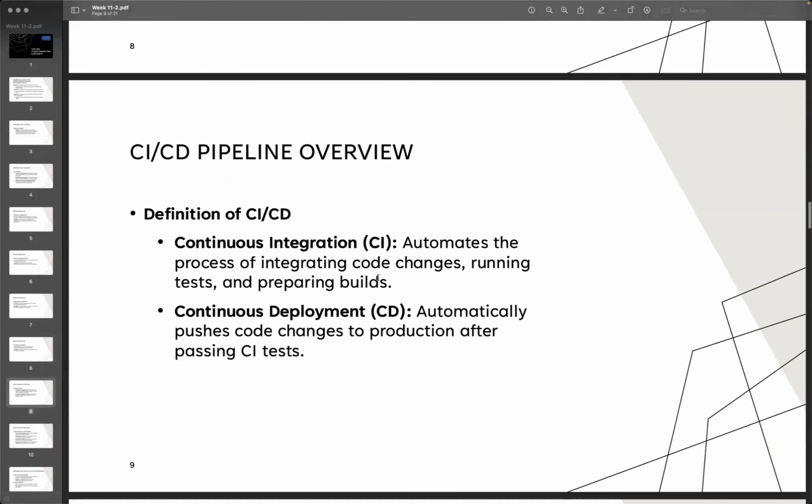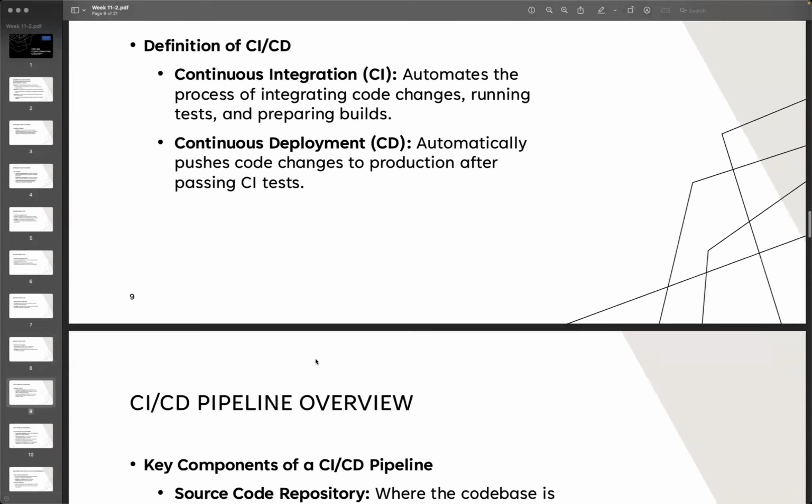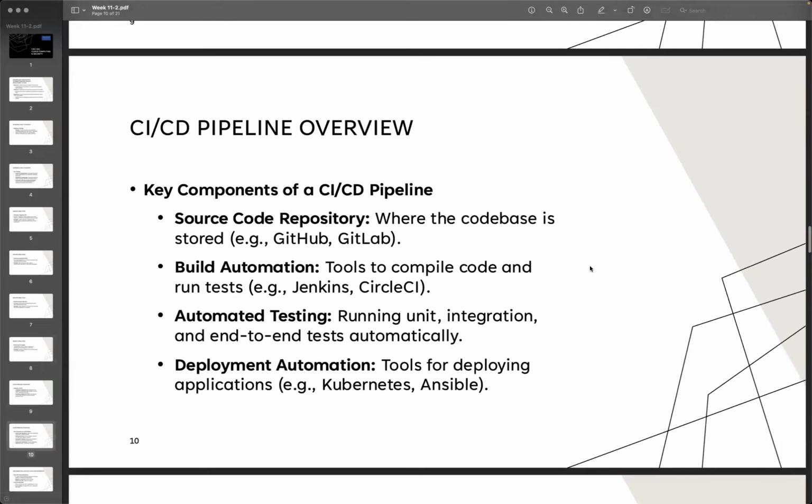We will look into the details of the CI/CD pipeline. So we will talk about the process of integrating the code change, running tests, and preparing for the build. So that's the CI, and then deployment is pushing the code change to production after we pass the CI test. Okay.